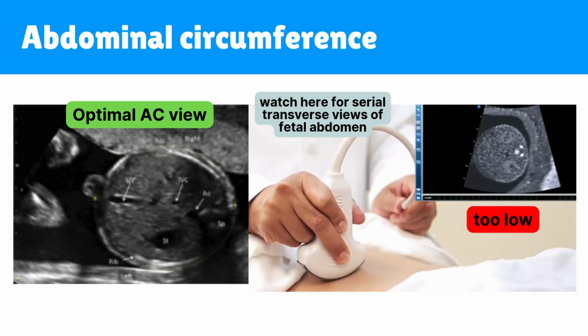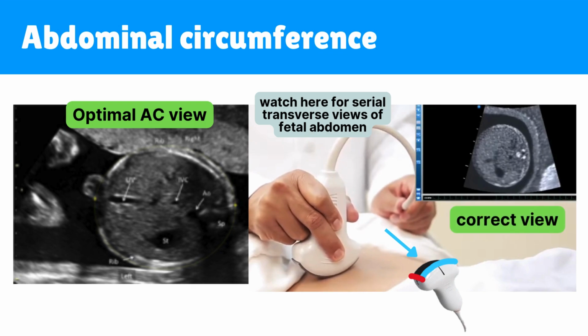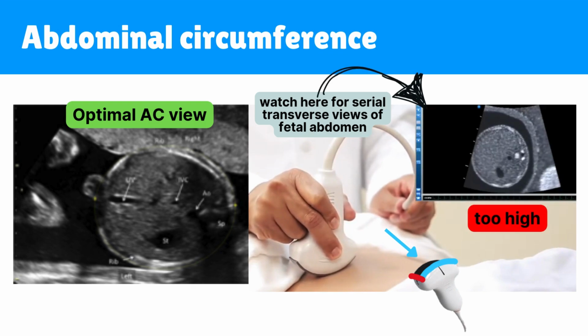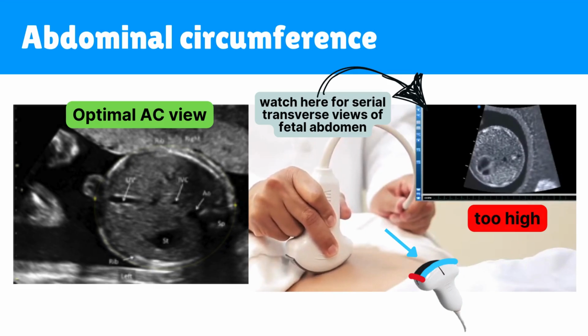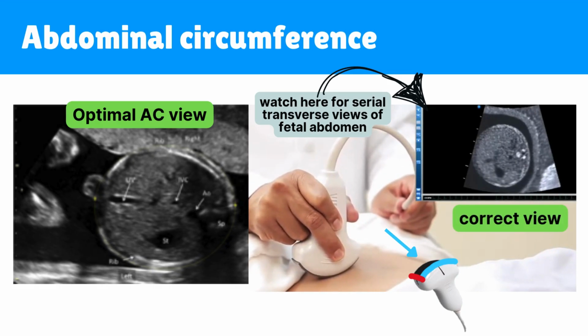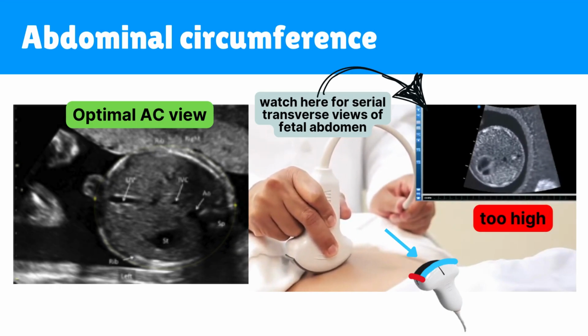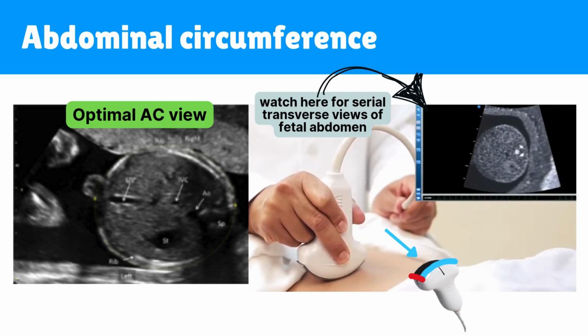Remember, sweeping means to move the probe along its broad axis, which is marked by the blue line. Sweeping will show you serial transverse views of the fetal body. Similarly, if you see the cardiac axis or if the fetal heartbeat is visible in the view, then your probe is located too high or cephalad on the fetal body. To correct this, sweep caudally to identify the correct landmarks.